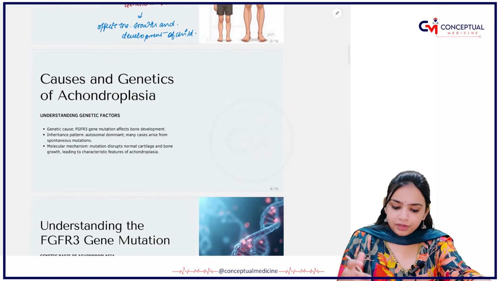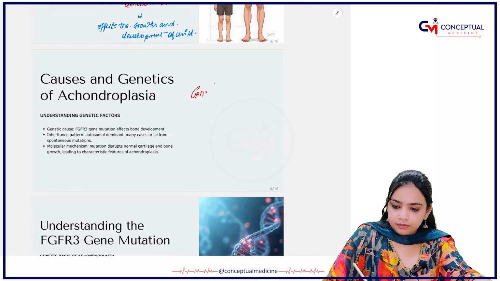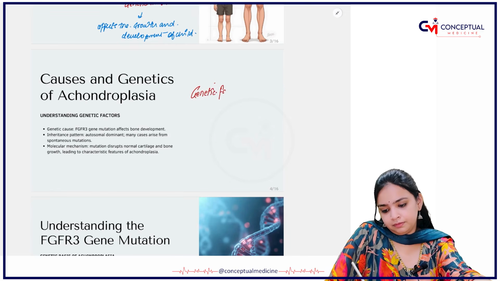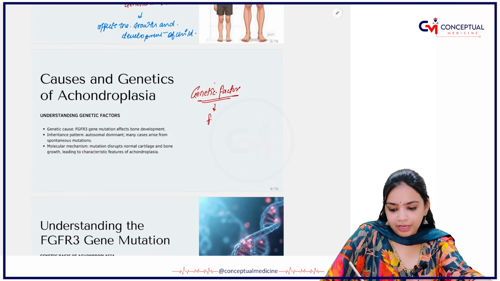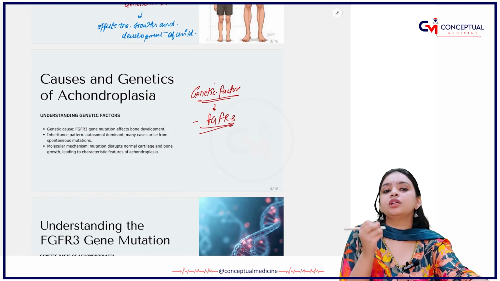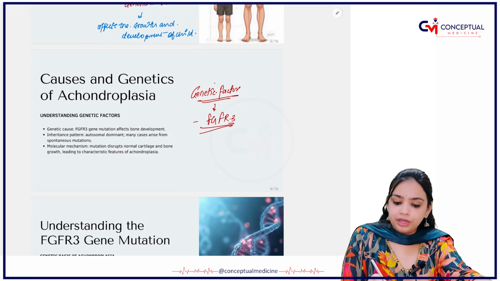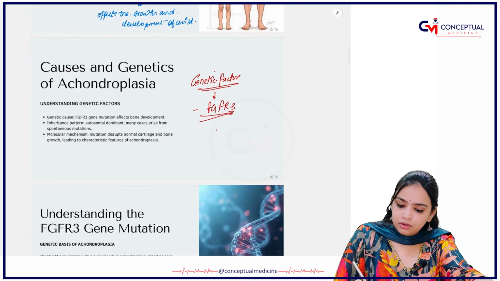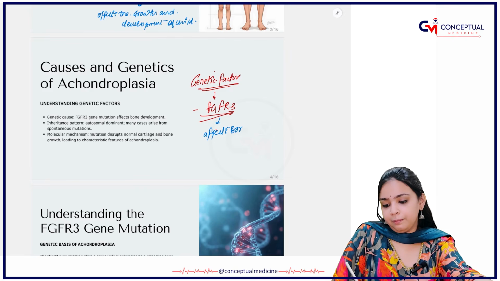What are the causes of achondroplasia? So mainly you have the genetic influence, like there is a mutation of the FGFR3 gene. There is a gene called the FGFR3 gene. There is a mutation which affects your bone development.